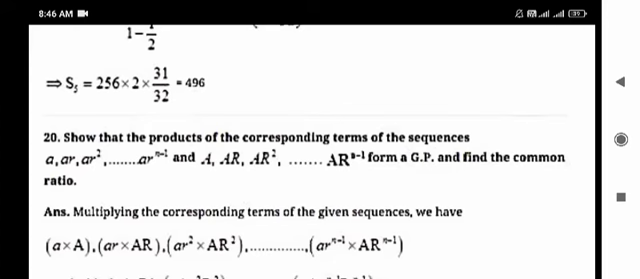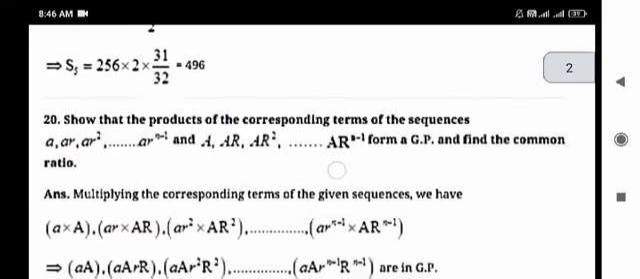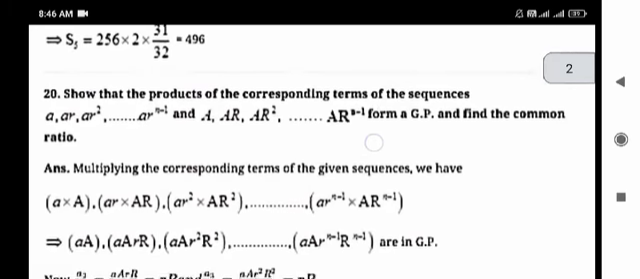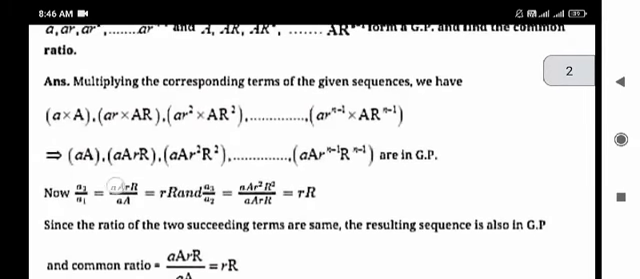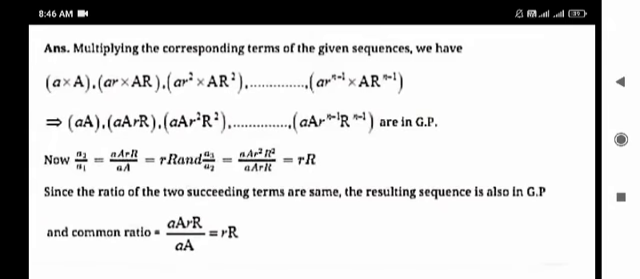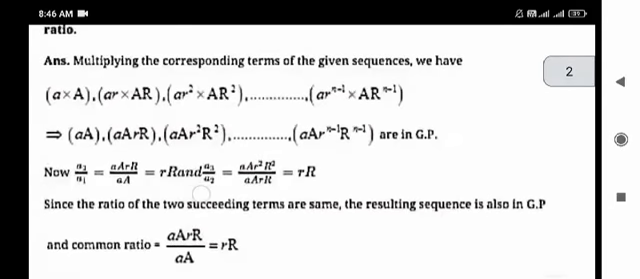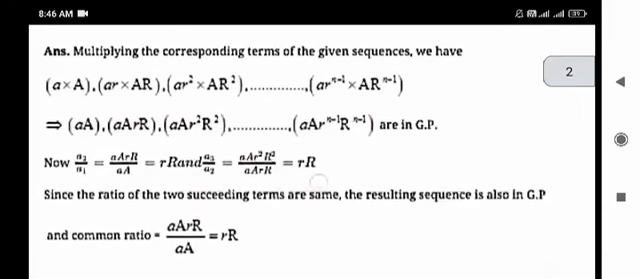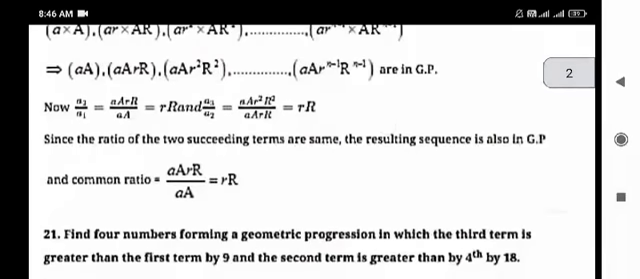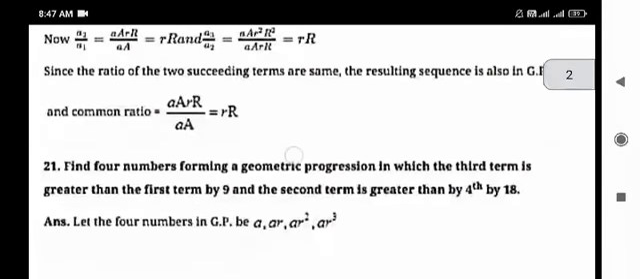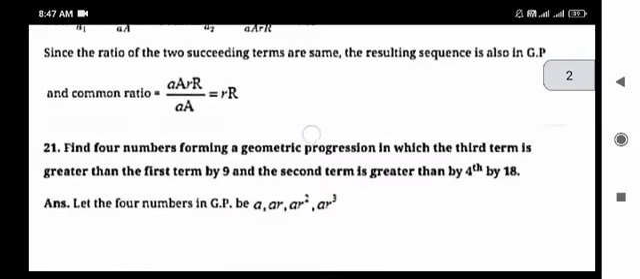Similarly, question number 20 is there. Find the product of corresponding terms of the sequences. Here also this question is very similar to question number 19. Here two series are given. Simply do the multiplication here. After doing the multiplication, find the ratio, and this value is equal to small r into capital R. This is the common ratio, which is the required answer.